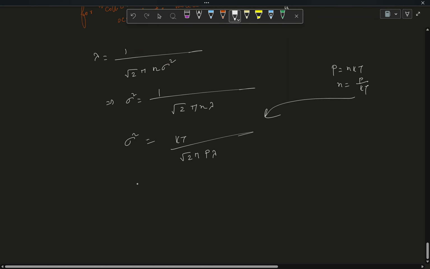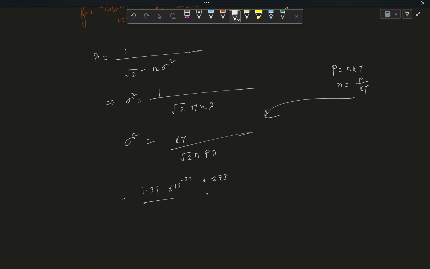p lambda sigma squared. So the value will be 1.38 into 10 to the power of minus 23 into T, which is just 273 Kelvin, divided by root over 2 into N. N is basically 6.83 into 10 to the power of minus 8 into... The value of P is basically 1 atmosphere, so 1.013 into 10 to the power 5 Pascal, right?